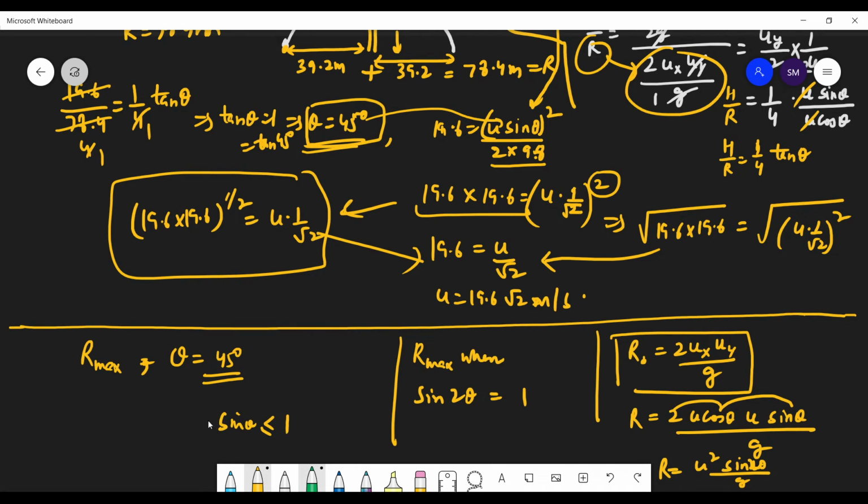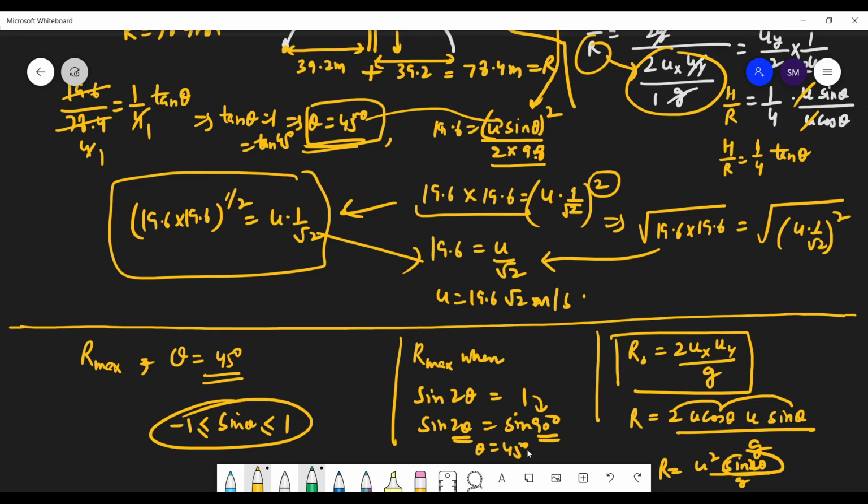तो साइन थीटा की हाईएस्ट वैल्यू इज 1, लोएस्ट वैल्यू इज -1. So range is maximum when sin 2 theta is maximum. So sin 2 theta is maximum when it is 1. So 1 means sin 90 degree. I can write 1 as sin 90. So compare RHS and LHS. So what will be the angle of theta? So theta is 45 degree. 2 theta is 90, theta is 45. So we have maximum range when theta is 45.